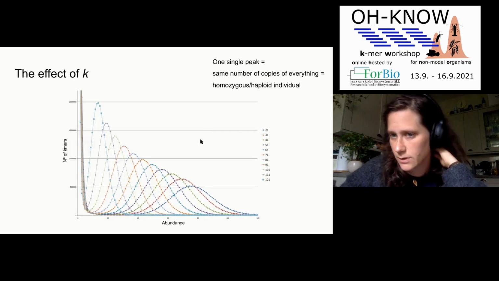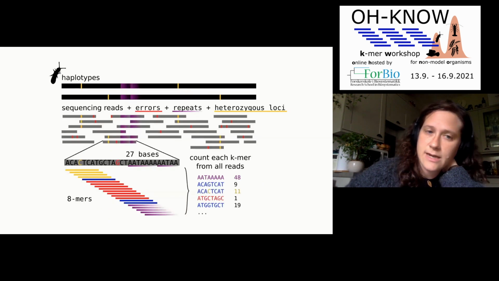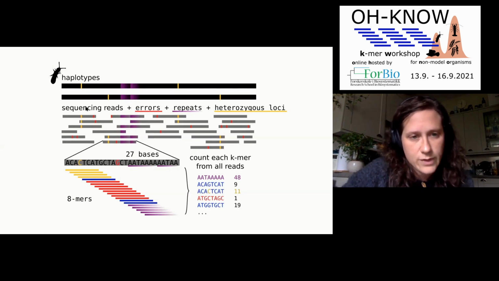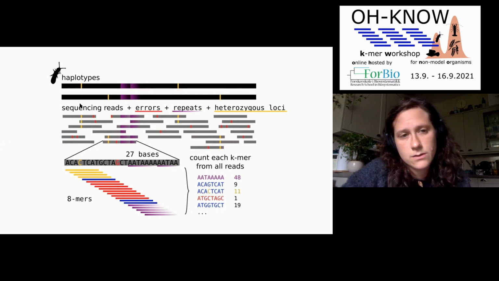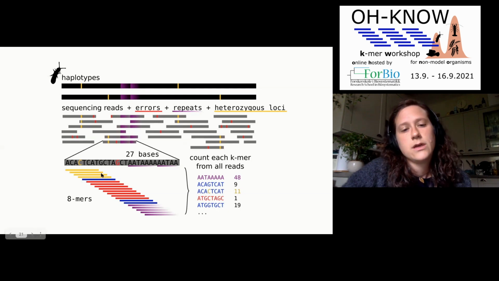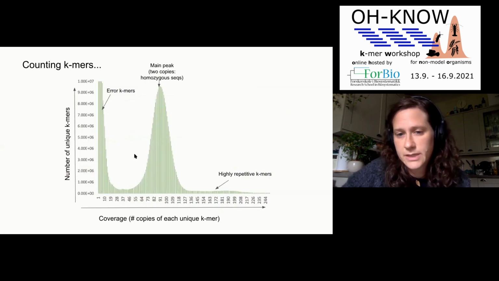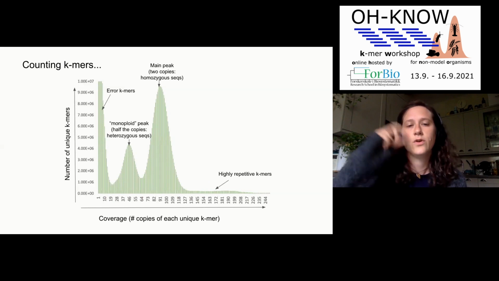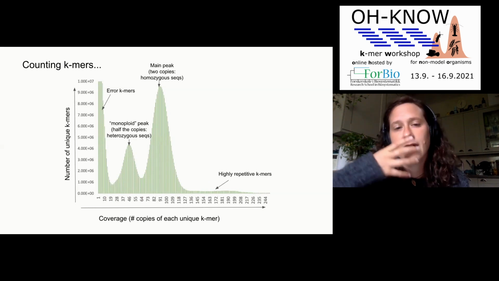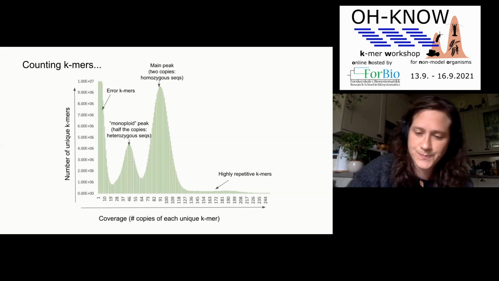But that's not the case for most of the species that we work with, right? We also have different haplotypes. And that means that in some cases, we will have the presence of different SNPs or variants that will show up in half the Kmers, but not in the other half. And that means that from a pretty haploid peak, we can get our monoploid peak, which will have half the copies or half the coverage of our main peak. And this includes all the heterozygous Kmers.